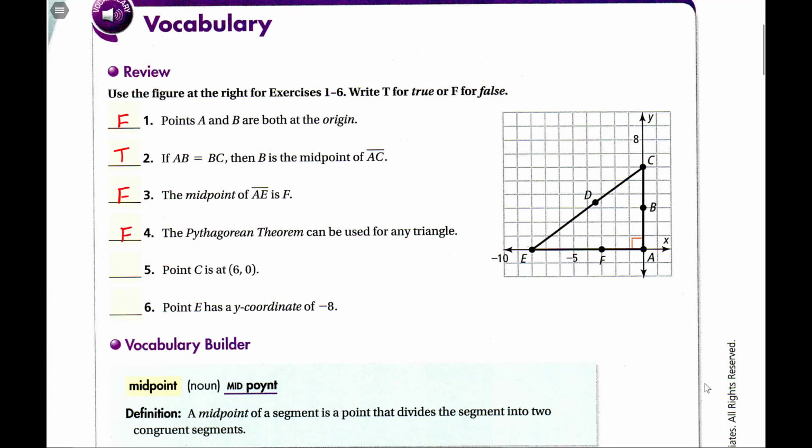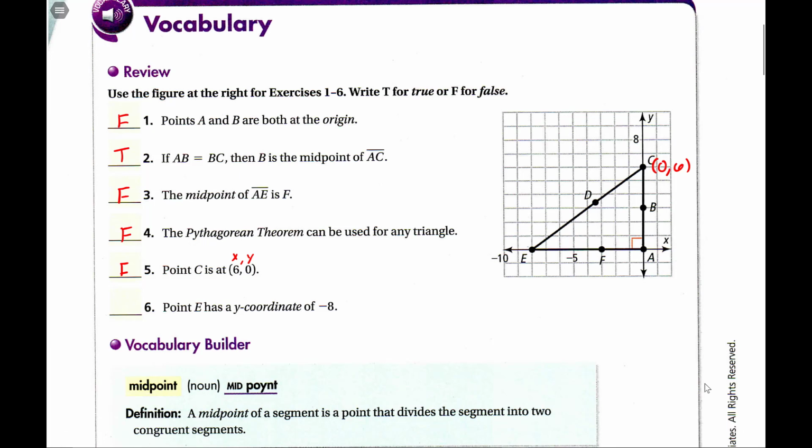Number 5, the point C is at (6, 0). Remember, when we're looking at ordered pairs like this, it is an x, y ordered pair. So that means first we move 6 units across the x-axis, 0 units vertically along the y-axis. So this point should actually be on the x-axis, whereas when we look at the diagram, it is on the y-axis. This ordered pair is actually (0, 6). So that is a false statement.